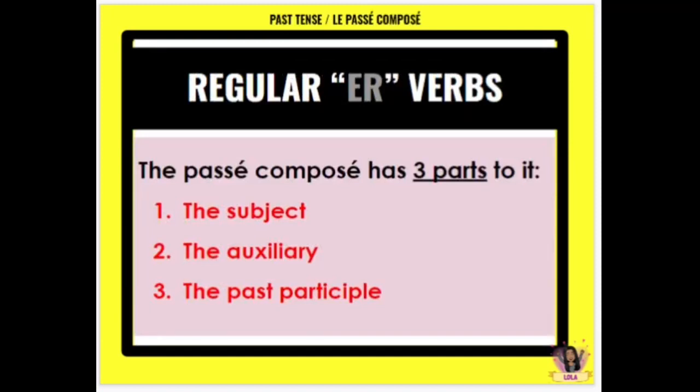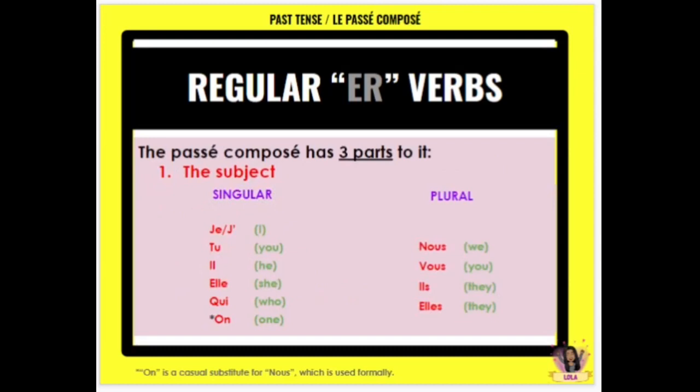So the passé composé has three parts to it. It has the subject, the auxiliary, and the past participle. I will show you each one in the next few slides. So the subject would be like a pronoun, or it could be a person's name. So je, tu, il, elle, qui and on, nous, vous, ils and elles.